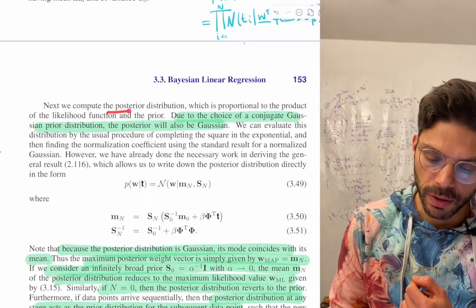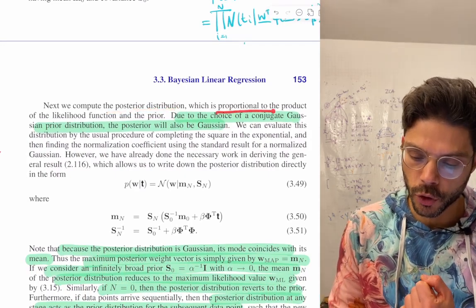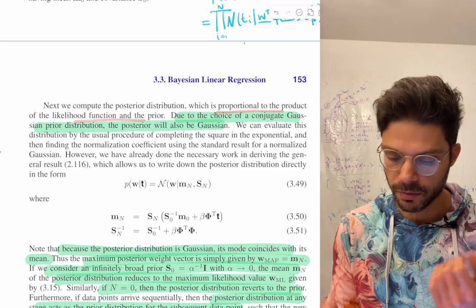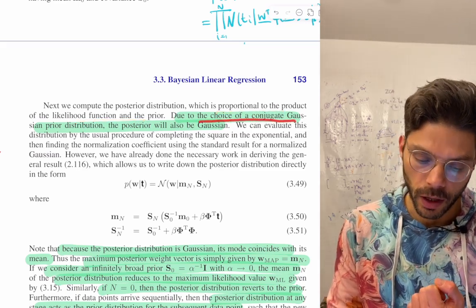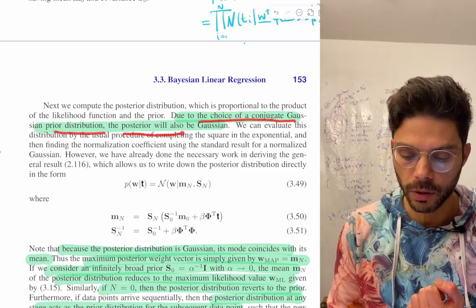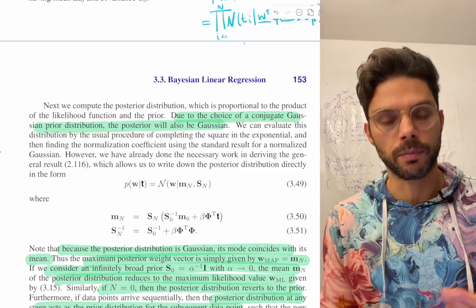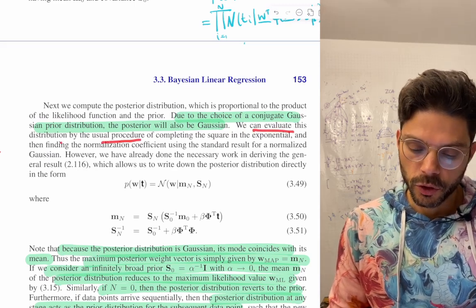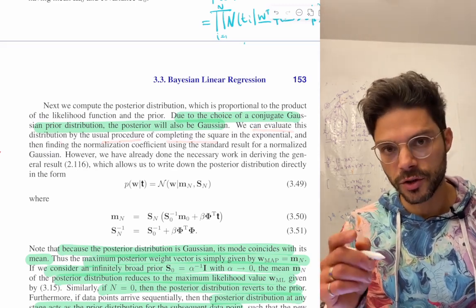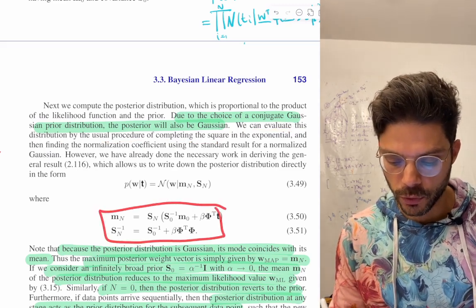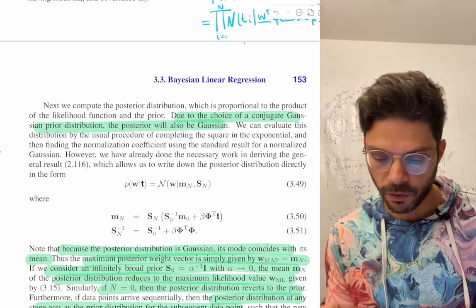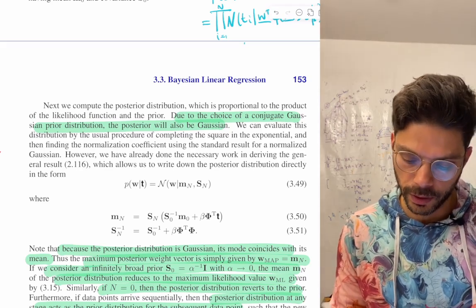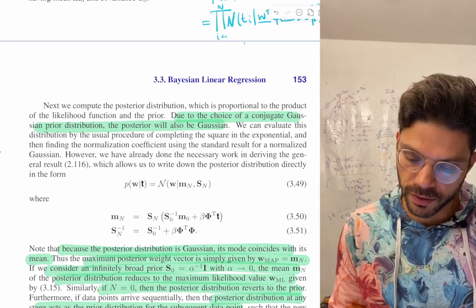And next we compute the posterior distribution, which is proportional to the product of the likelihood and the prior. This is Bayes' rule. Now due to the choice of conjugate Gaussian prior distribution, the posterior will also be Gaussian. That was the whole point of picking the prior the way we did. We can evaluate this distribution by the usual procedure of completing the square. I think that's actually good practice to do, to go and make sure you get these results, but we've already done it before, so you can just save yourself the trouble and just look up the answers.